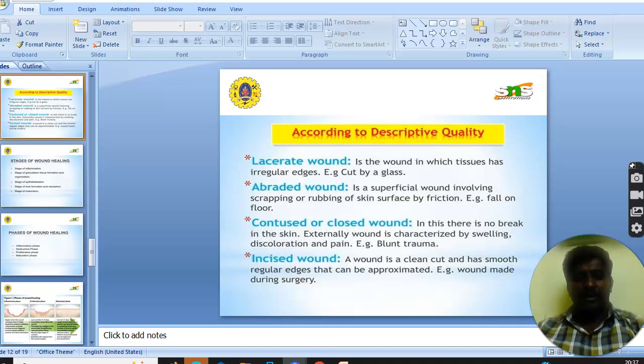Hi, good morning. In the previous PPT, we discussed the wounds, what a wound is, and the types of wound depending on the sources. In this PPT, we will discuss the phases involved in wound closure. What are the steps involved in wound healing?